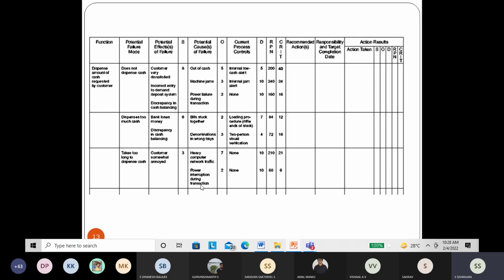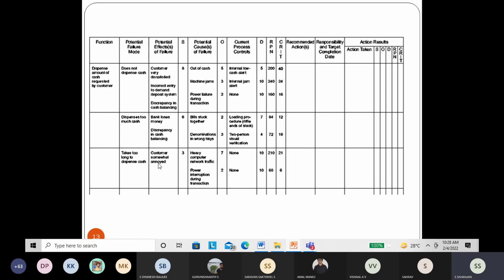Power interruption, of course, in India is a problem. But the occurrence rating for power interruption is given as very low, because ATMs are battery operated. I think there is an alternate supply: if power goes, I think a battery is there. So here, heavy computer network traffic is the problem. Sometimes it is a problem.